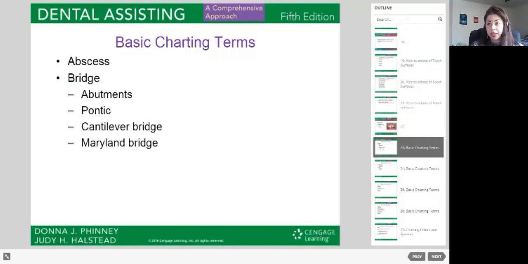A Maryland bridge has wings on the pontic, okay? And they're attached to the lingual sides of the adjacent teeth. So you have a pontic, which is the fake tooth, right? And on the lingual side of it, it'll have 2 wings that you put on the lingual side and cement them that way. So you don't have to do any type of adjustment to the teeth that don't have anything wrong with them.